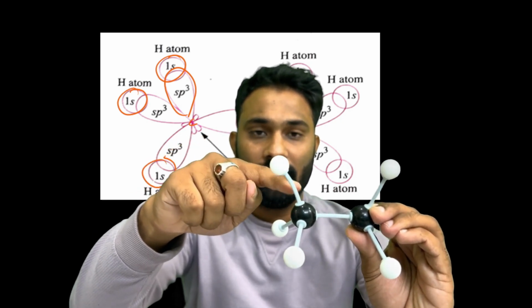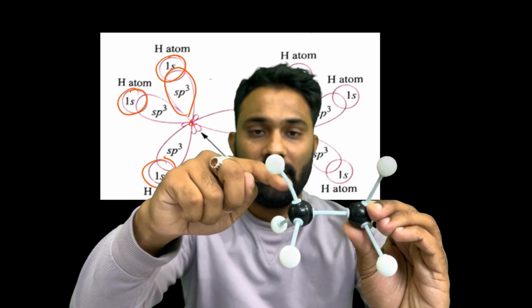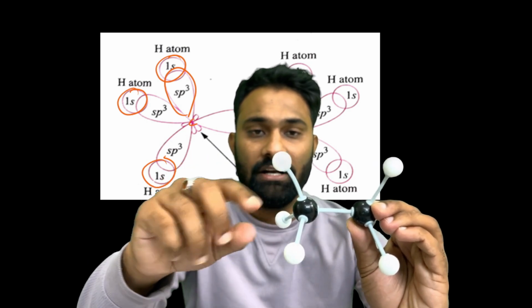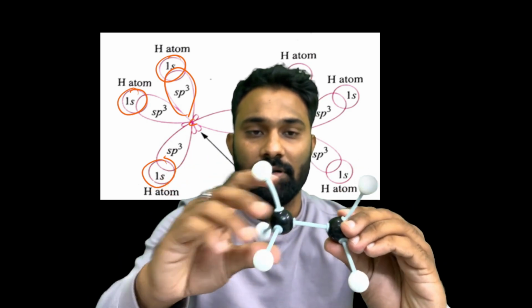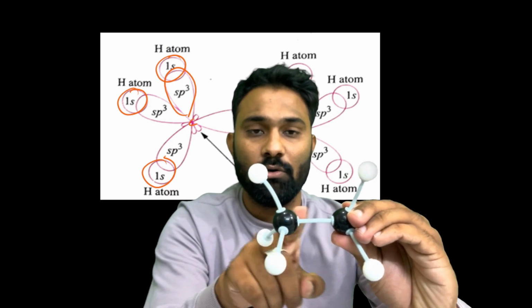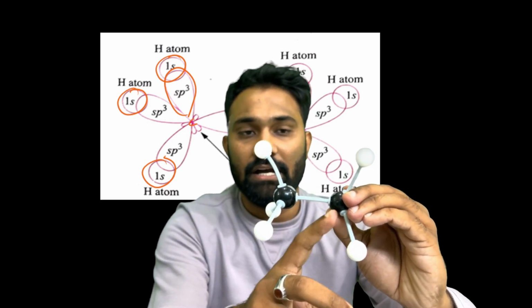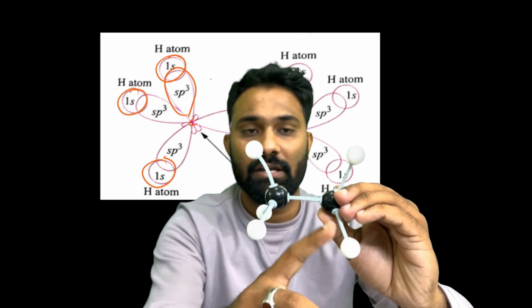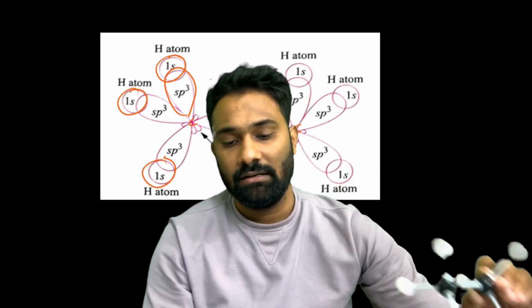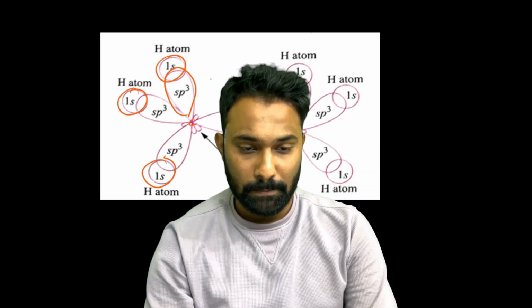This is a sigma bond. This is a sigma bond, carbon and hydrogen. This is carbon-carbon sigma bond. This carbon and this carbon is formed by the overlapping of sp3 and sp3. Done. Now this carbon and the hydrogen is formed by the overlapping of sp3 and s. Done.